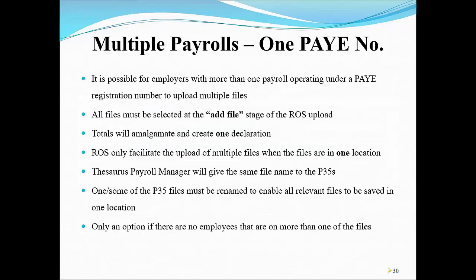I just want to cover if you have multiple payrolls operating under one PAYE number. This might not be applicable to a lot of you if you just have one setup of the Thesaurus Payroll Manager and all your employees are running within that. But I'll give you two examples where multiple payrolls may arise. For example, you could be a shop and you could have several branches, but those branches all operate under the same PAYE number. It could be that the shop in Dublin does its own payroll, the shop in Cork does its own payroll as well. But basically, at the end of the year, all those different branches need to be amalgamated together and one P35 submission done.